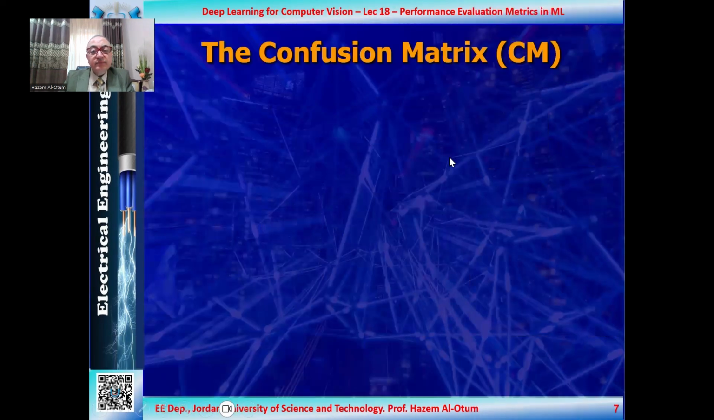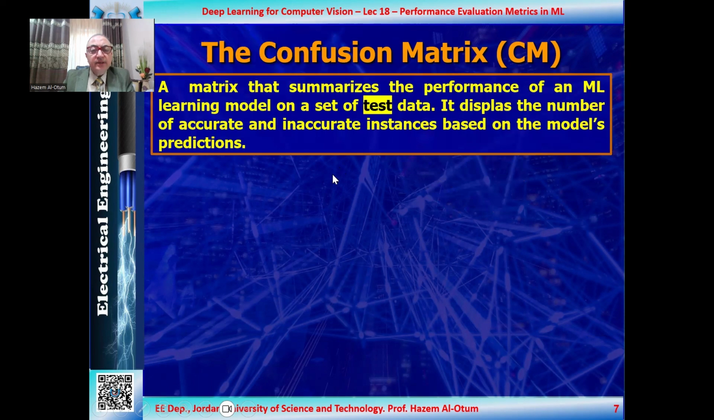Now the confusion matrix. What is the confusion matrix? In general, it's a matrix that summarizes the performance of the machine learning model on a set of test data. We mean by test data that you can find the confusion matrix for the training data set, for the validation data set, and for the testing data set. No matter the input data set, once you have test data applied to the machine learning model, you can build the confusion matrix.